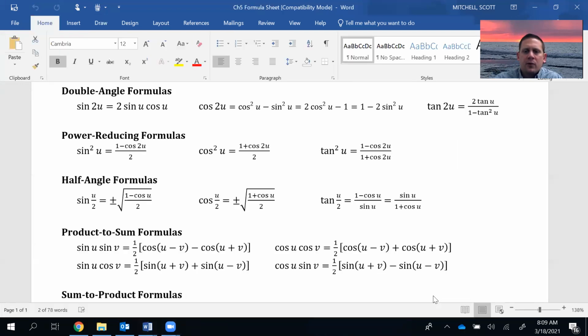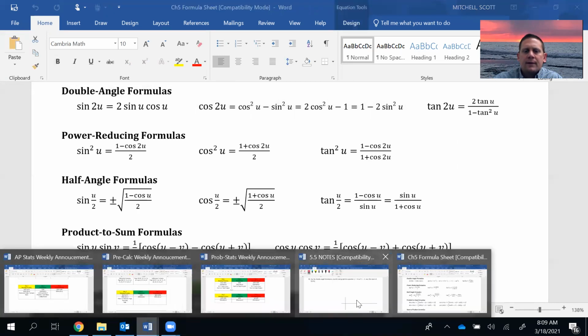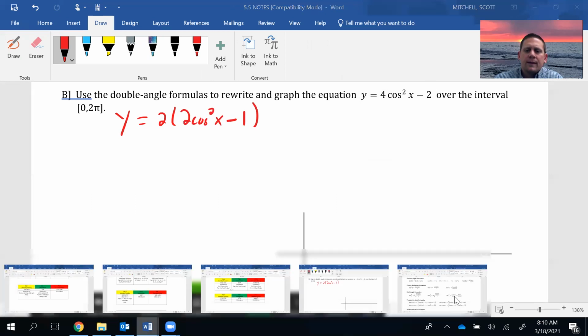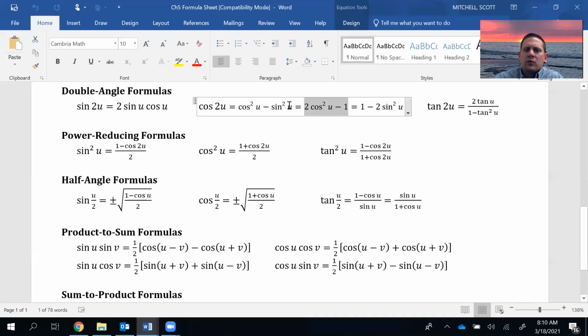So let's go to our formula sheet. We have some cosine. Now this, we're going to use the formula backwards. So let's look at it. What if we were able to factor out a 2? What I'm trying to do is make it look like one of those formulas. If I factor out a 2, I get 2 cosine squared minus 1. 2 cosine squared minus 1 is what I have, and that equals the cosine of 2u.